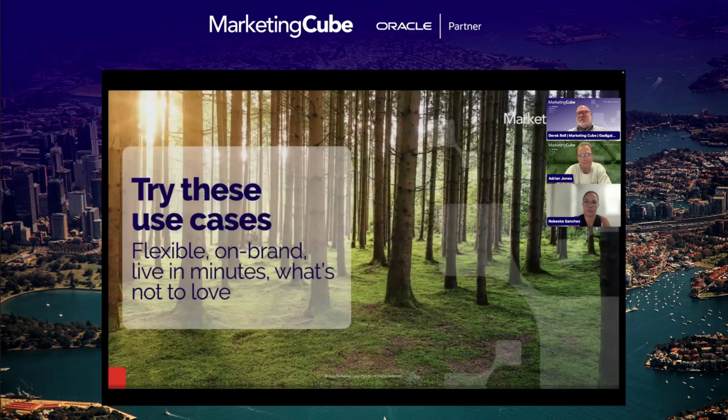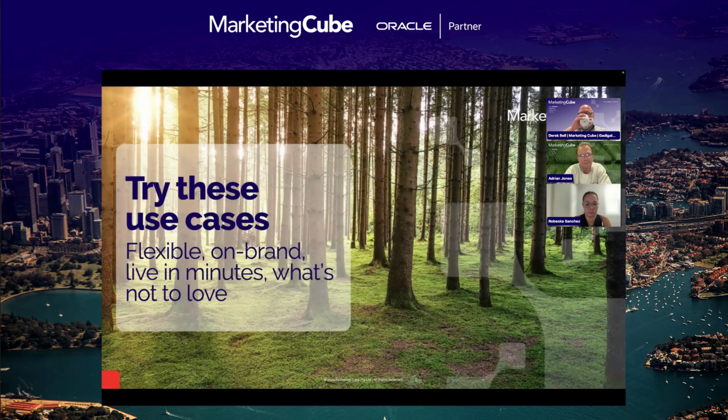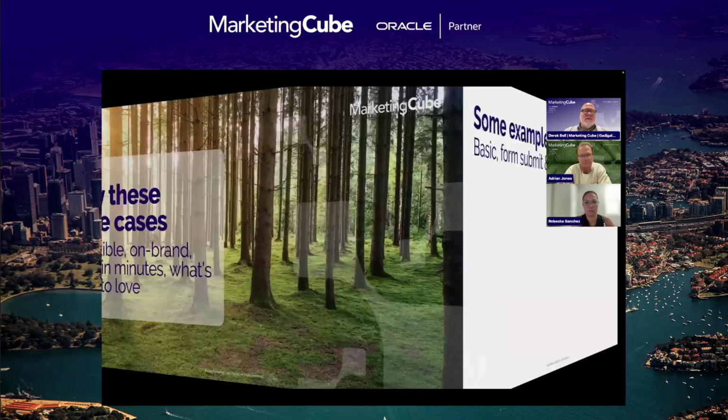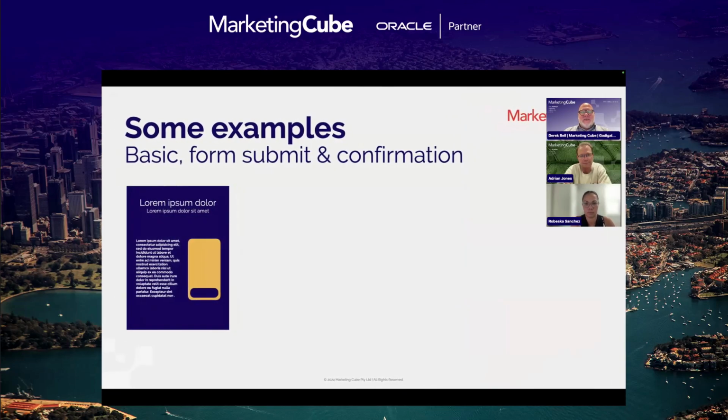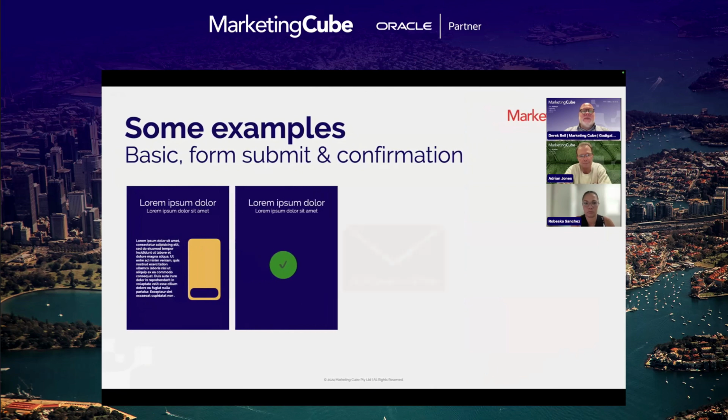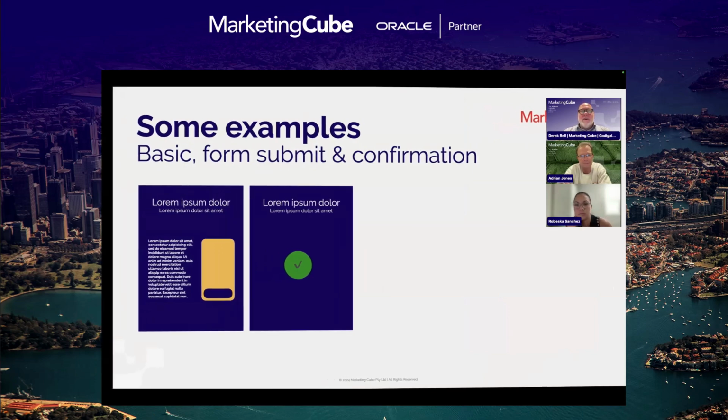Okay, so I wanted to give you some use cases and walk you through some concepts and then actually show you some examples as well. So this is probably the most common one where we present a form on a landing page, people submit it, we give them a confirmation page, and then we send them a confirmation email. Nice and easy. You guys can probably do that in your sleep.